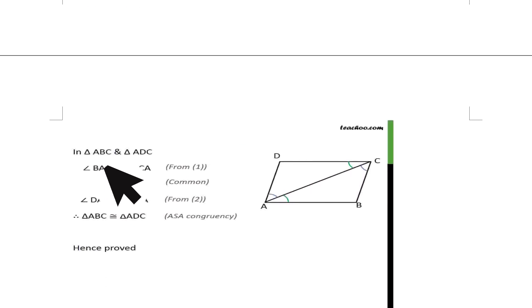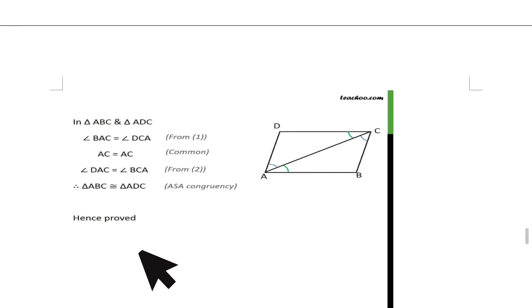Therefore, in triangle ABC and triangle ADC, angle BAC equals angle DCA, AC equals AC, and angle DAC equals angle BCA, because of the alternate angles. So we have proved that triangle ABC is congruent to triangle ADC by the ASA congruence rule.